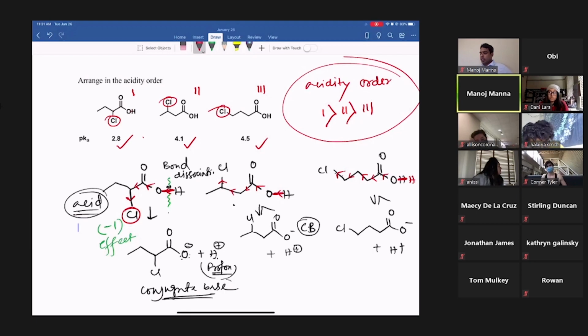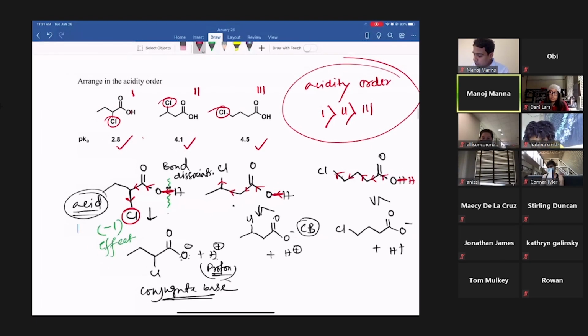So basically, that's true, but the thing is, these two are actually equivalent. That H can move over here, and this becomes a C double bond O. So that's why we should have knowledge about functional groups before we talk about acidity. But anyway, the syllabus is like that.